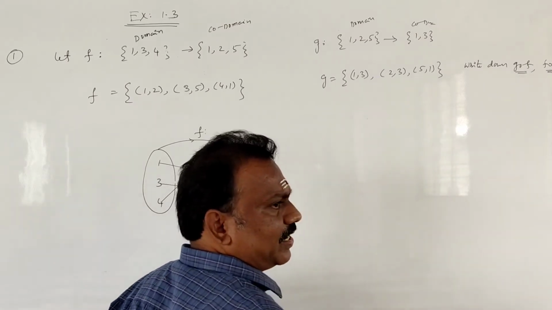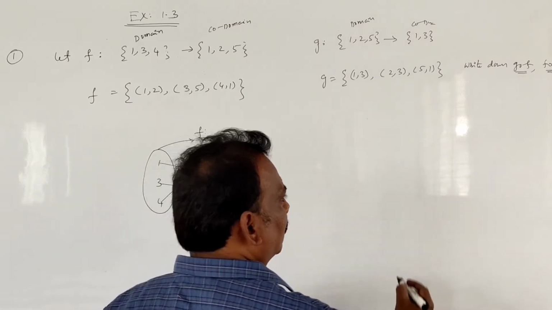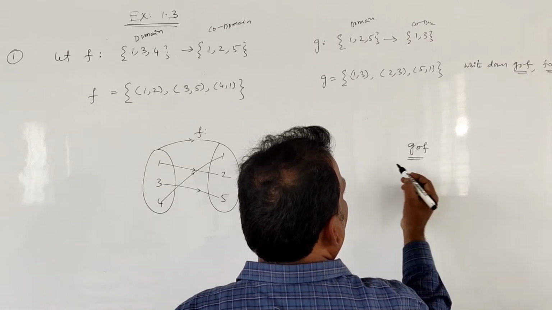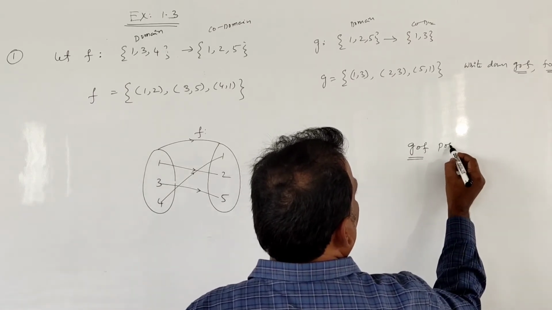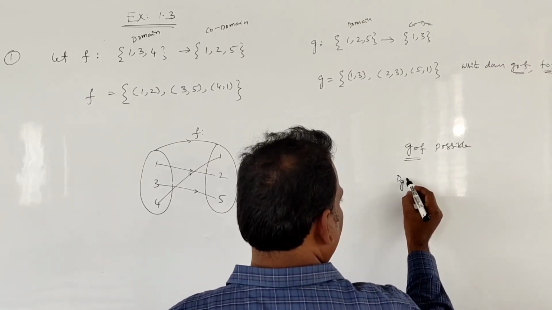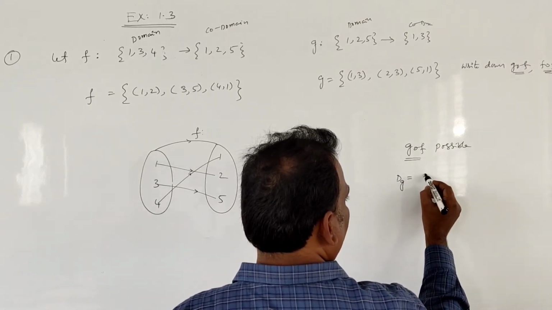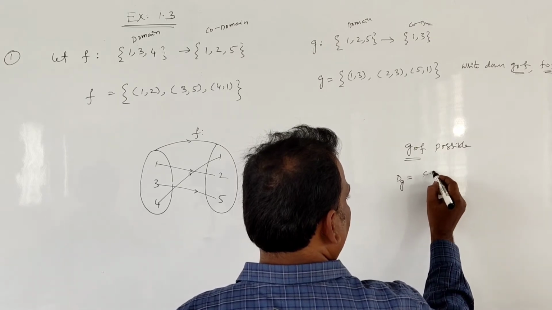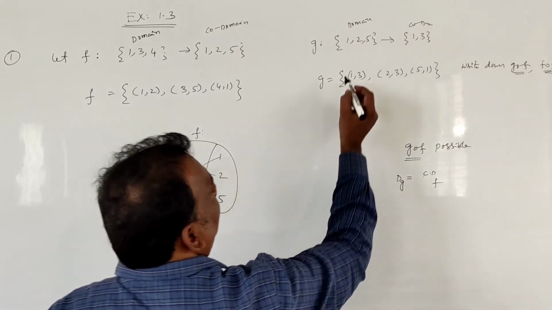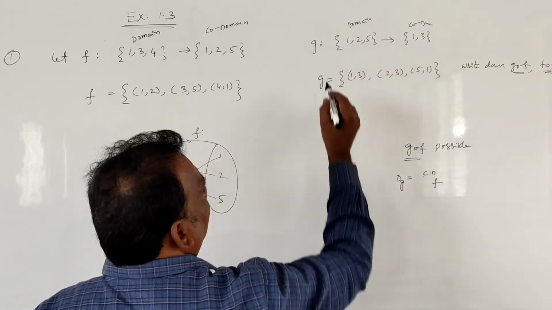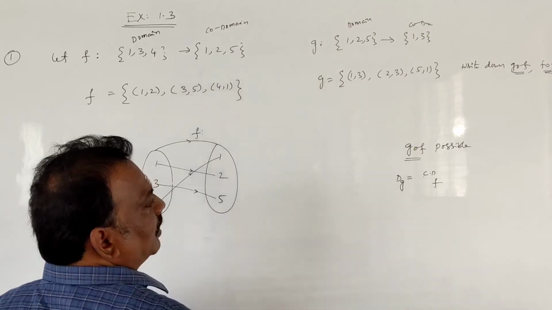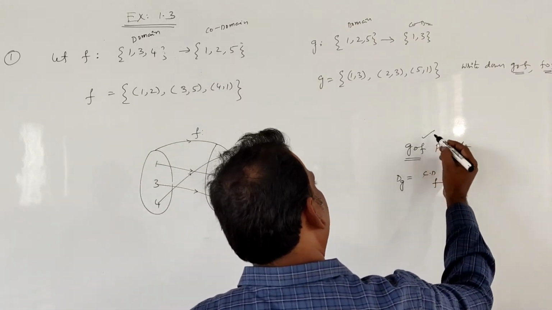If they ask to write down G circle F and F circle G, first we have to check whether it is possible or not. I told you, G circle F is possible only if the domain of G is equal to the codomain of F. Correct, students? See here, the domain of G is the set {1, 2, 5} and the codomain of F is also {1, 2, 5}. That's why G circle F exists.